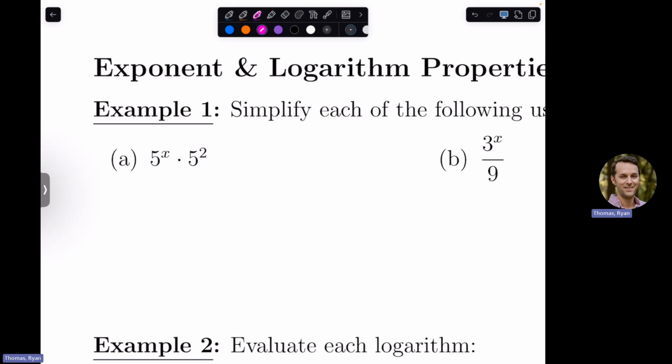All right, what's 5 to the x times 5 squared? 5 to the x plus 2. Okay, cool.